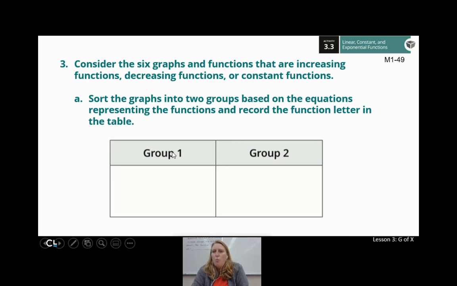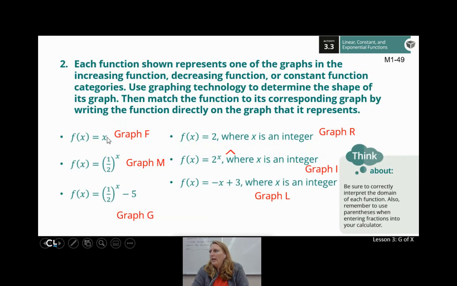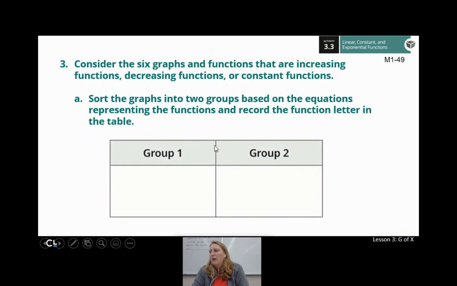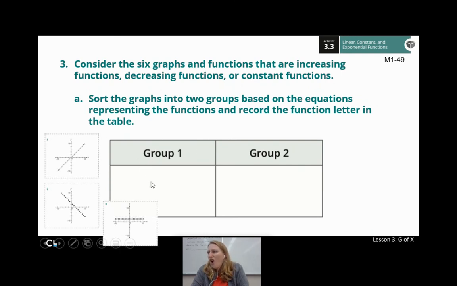So for group one, I did all the plain x's, right? F of x equals x, negative x plus 3. Even the 2, I went ahead and used that one as well. So F, L, and R, I put all in group one. I was like, okay, they were all straight lines, right? And then for group 2, these ended up being the curvy ones.